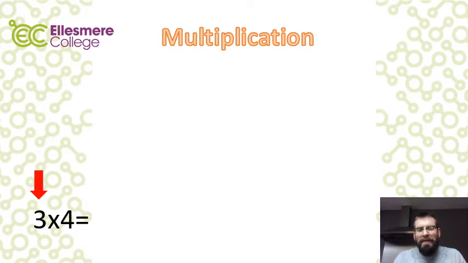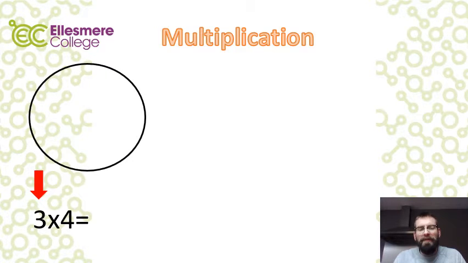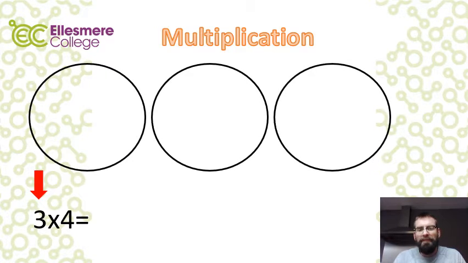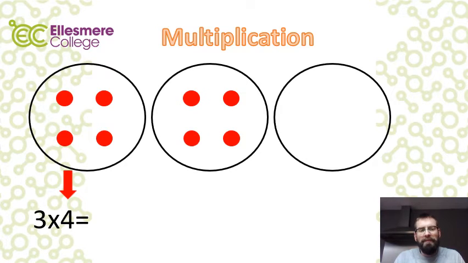First thing I'm going to do is look at my first number. I need 3 lots of something, so I'm going to draw out 3 circles. The second number we've got is 4, because we're making 3 lots of 4. So in each circle, I'm going to put 4 dots. You could put 4 counters in, or however you want to represent it. So we'll lay it out in the first circle, second circle, third circle.